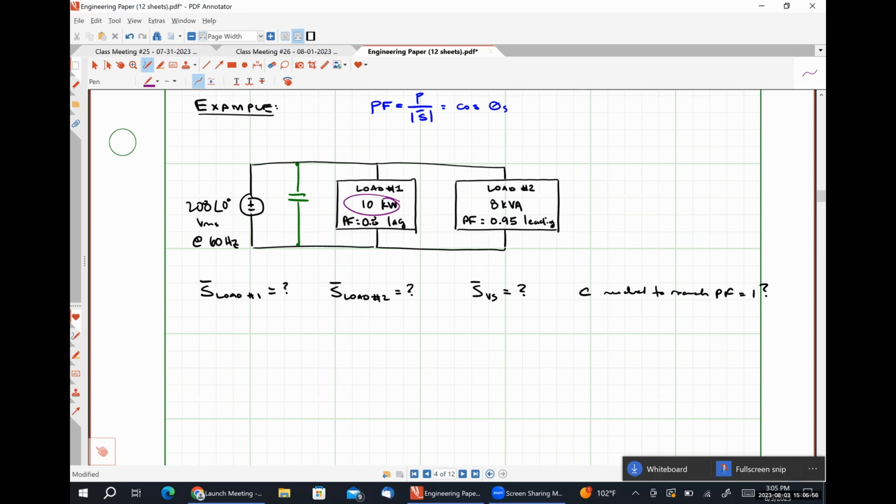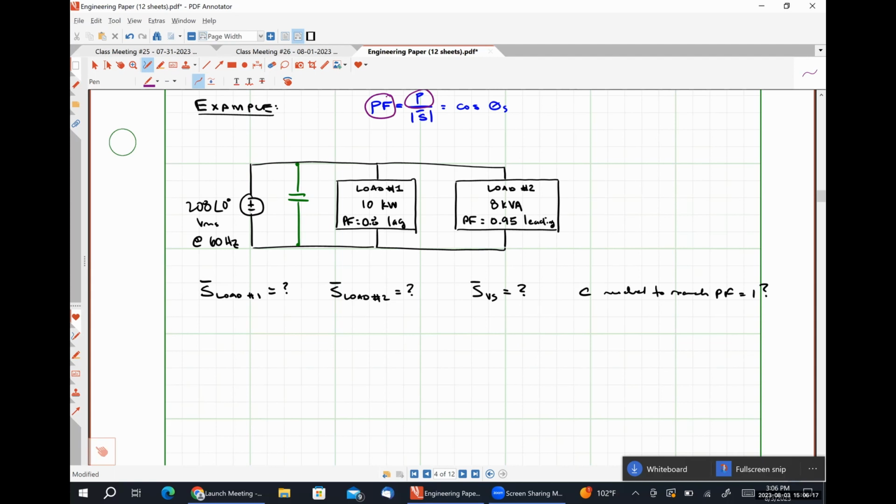Average power? Average power, because the units are in watts. 100% correct. All right. So since we have average power and we have power factor, I believe that we have enough information to find our complex power.